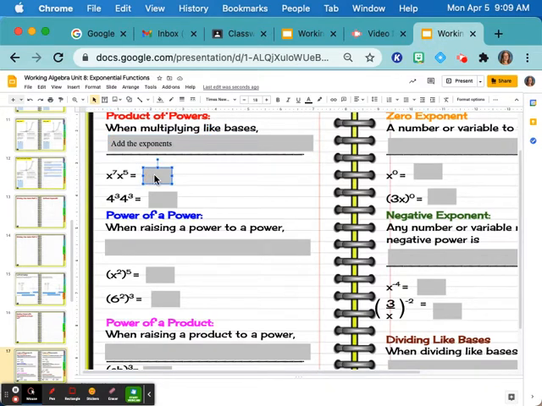So x to the 7 times x to the 5th. We are going to add the 7 and 5. So I'm going to write it as x. Do y'all remember how to do the exponent?